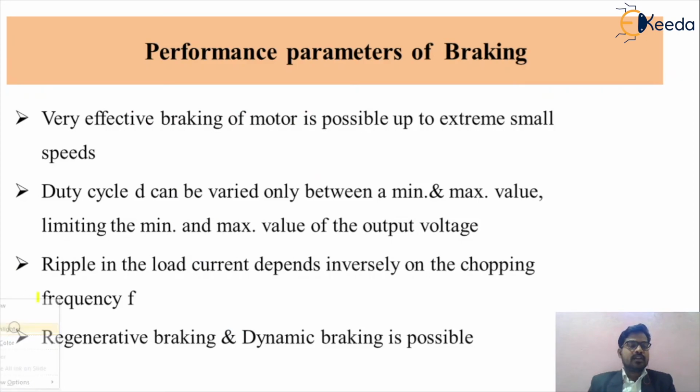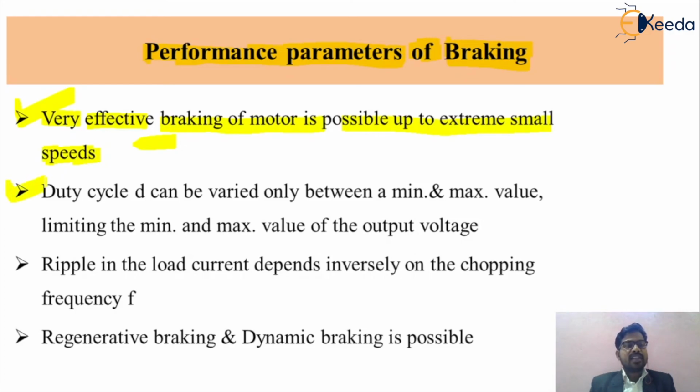So friends, as we have seen the different types of braking in concern with electrical drives, this is called electric braking. There are different performance parameters in concern with electric braking. The first parameter is that effective braking of the motor is possible up to extremely small speed. This is one of the advantages of regenerative braking. So the first performance parameter of braking is that braking is possible up to a very small speed.